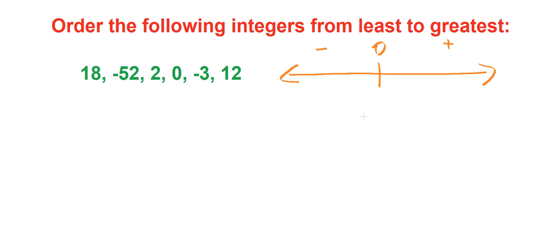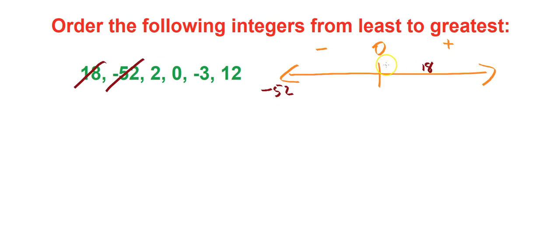And a way you can do it, if you're very good at understanding that, you don't need to do these steps, but if you're not, it is a good idea to plot out where these numbers might be. So 18, I'm just going to put it here. So this is where 18 will be. It'll be on the positive side. Minus 52, that's way down here somewhere, so minus 52.